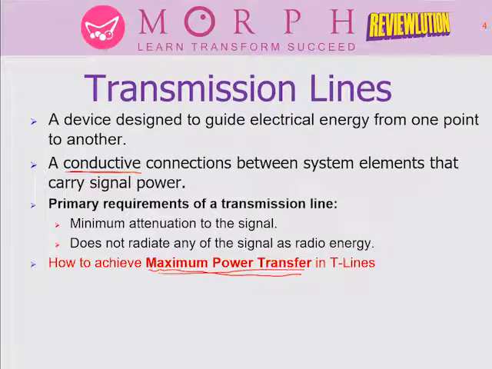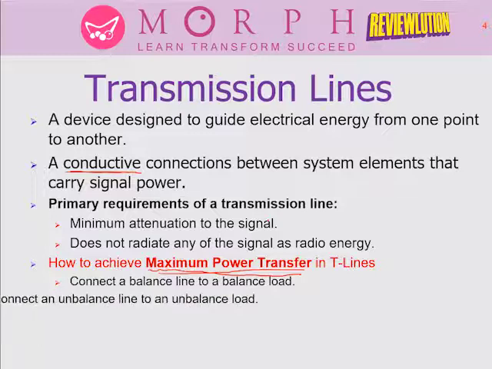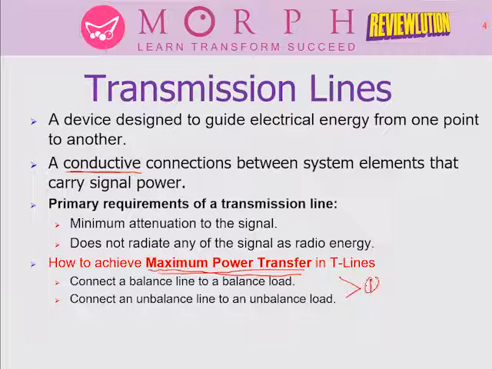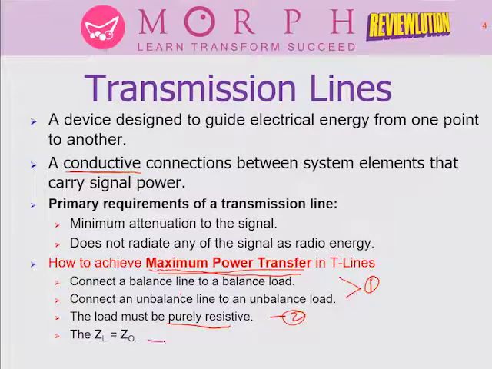So in order to achieve maximum power transfer in a transmission line, we need to observe the following. So unang-una, you need to connect a balanced line into a balanced load or connect an unbalanced line to an unbalanced load. So that is one. So pangalawa, you need to be considering that the load must be a purely resistive load. So that is pangalawa. Pangatlo, it needs to be ZL is equal to ZO. So that would be the third. So these are the 3 requirements para makabuo tayo ng maximum power transfer. So yun yung pag-uusapan natin along the way.